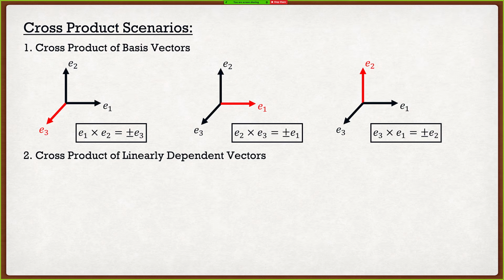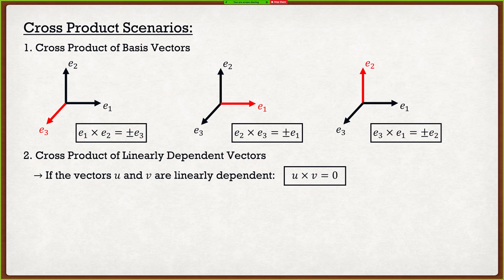The second one, of course, is the cross product of linearly dependent vectors. So remember, when we talked about linearly dependent vectors, they have the exact same direction. What does this mean in terms of the cross product? Well, u cross v is actually equal to 0. This occurs if three things: u is equal to 0, or v is equal to 0, or u is equal to some scalar multiple of v. And it's very easy to see.